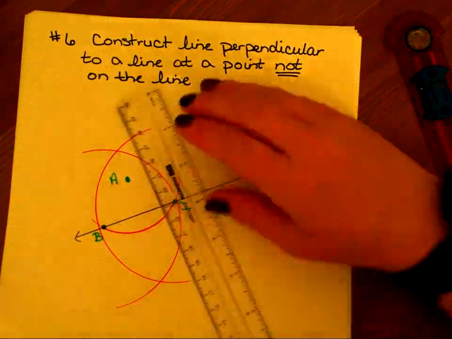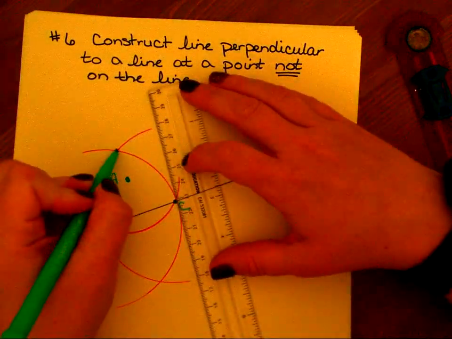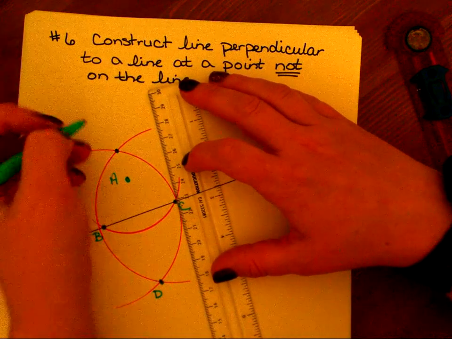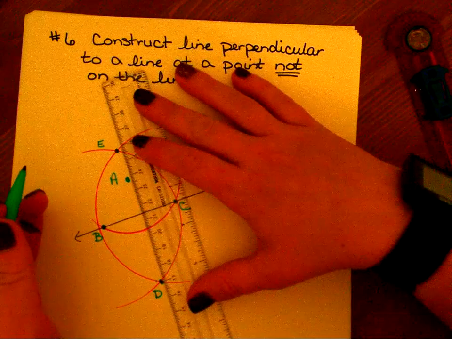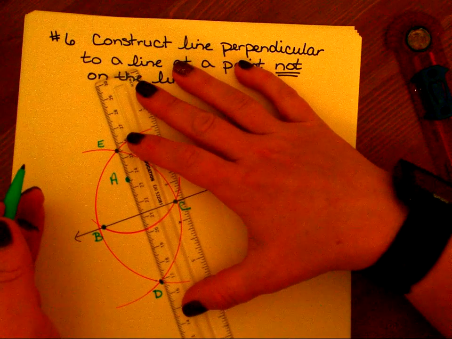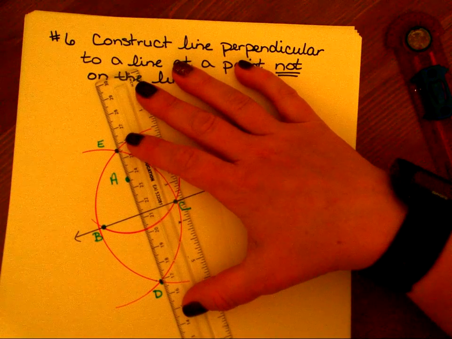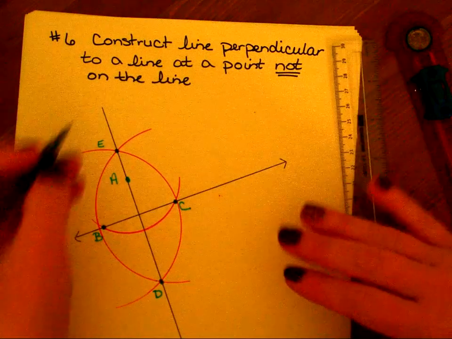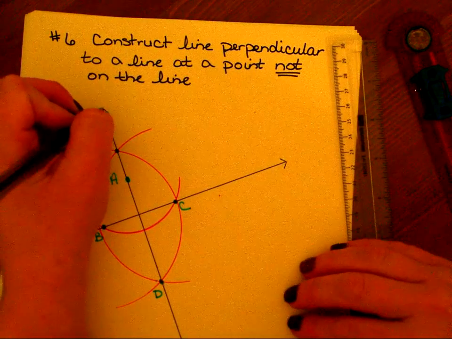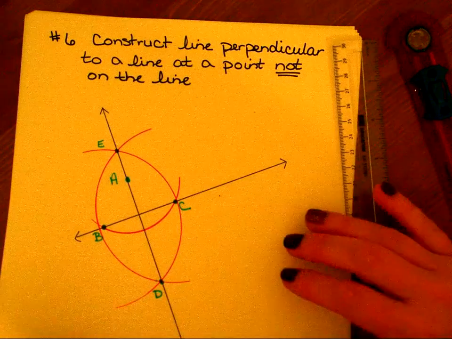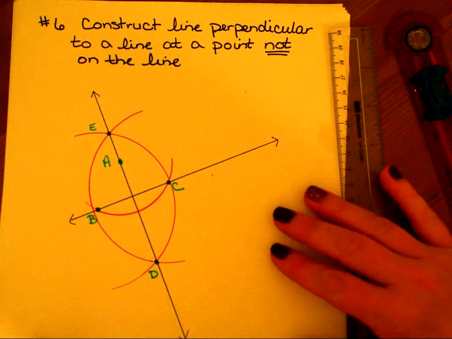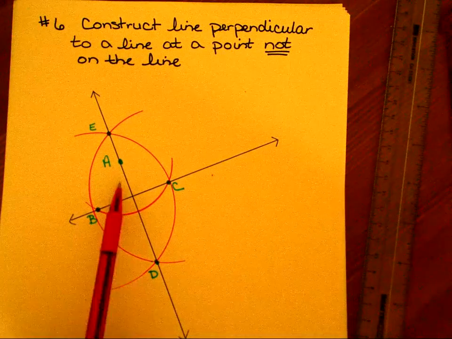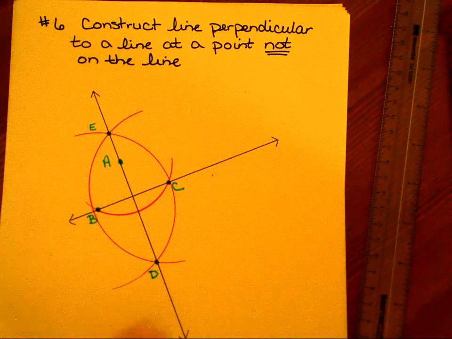Using my straight edge, I'm going to line up my intersections here. I'm going to label this one D, label that one E, and I'm going to connect. And again, remembering we are constructing a line, so that means we need arrows on either end of my construction. And now our goal was to indeed create a line perpendicular to a line.